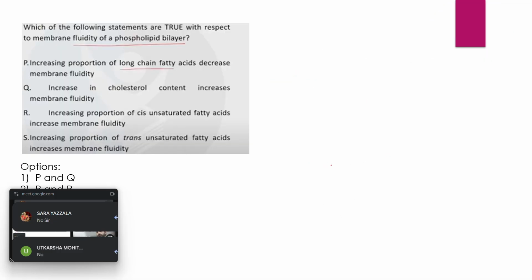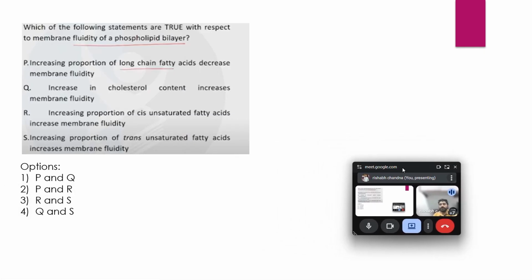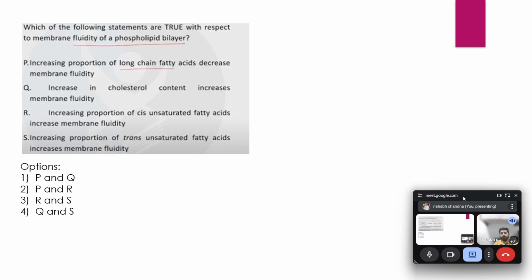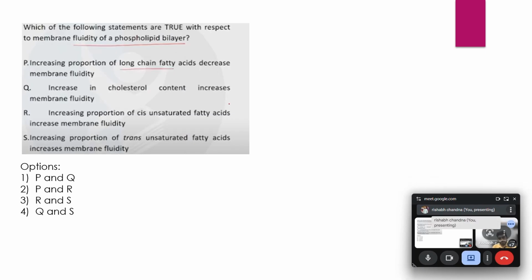Which of the following statements is true with respect to membrane fluidity of a phospholipid bilayer? So, what can be the correct answer?